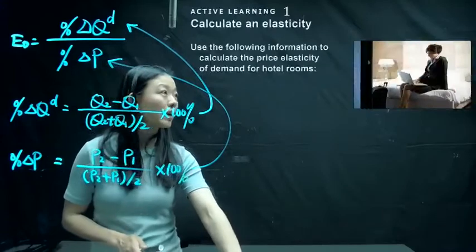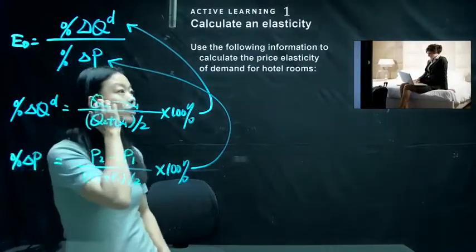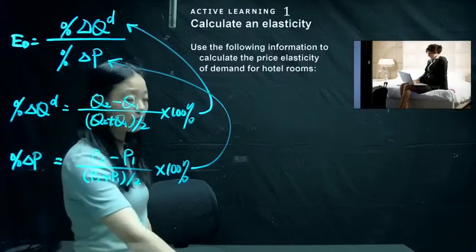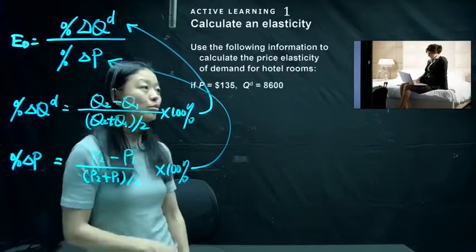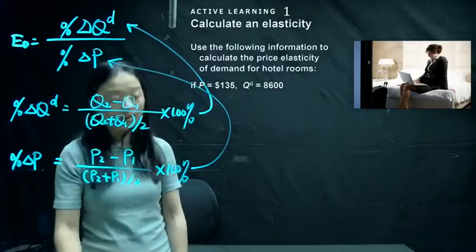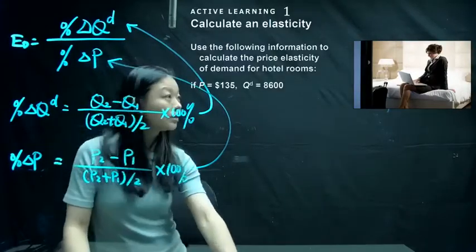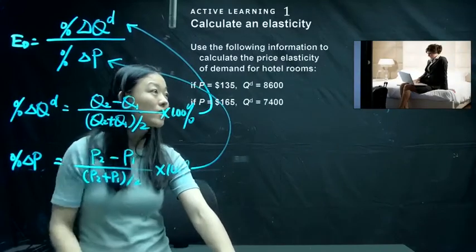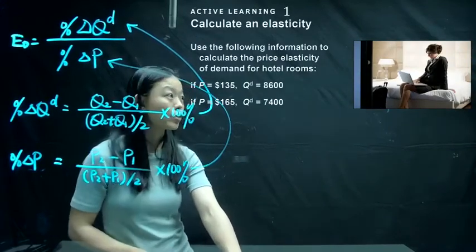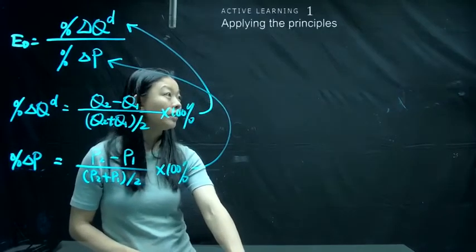Now let's look at one example, okay? Please use the following information to compute the price elasticity of demand for hotel rooms. If the price equals 135, the quantity demanded equals 8,600. And then if the price increased to 165, the quantity demanded now decreased to 7,400.